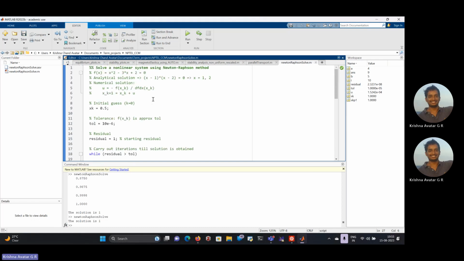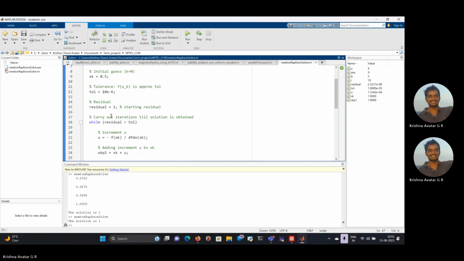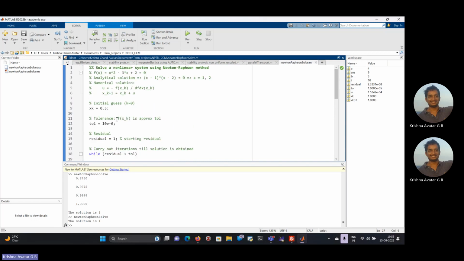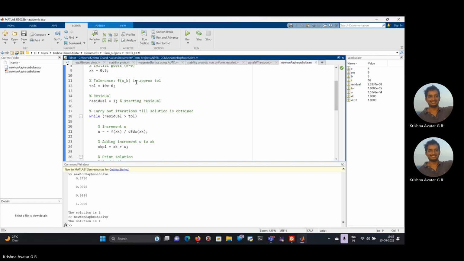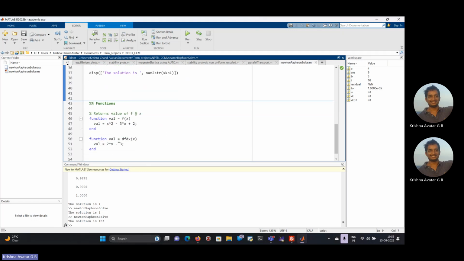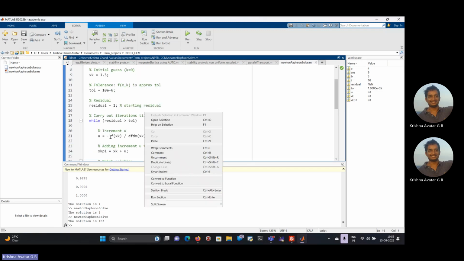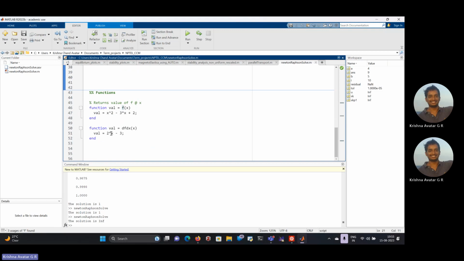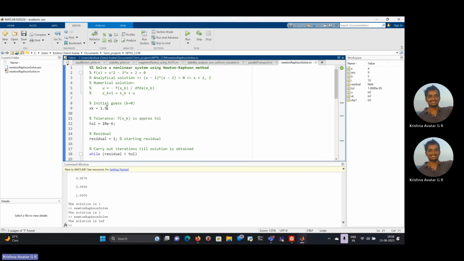Now I'll say, well, fine, but what if I want to find the second answer? Then you have to change the x_k value. So say if I start from 1.5, let's see where it lands. The thing is, it's divergent. Now we need to check why. Why, if you put 1.5, does it diverge? Look at the value of the derivative, which goes in the denominator. When x is equal to 1.5, 2 into 1.5 is 3, minus 3 is 0. That's the reason.